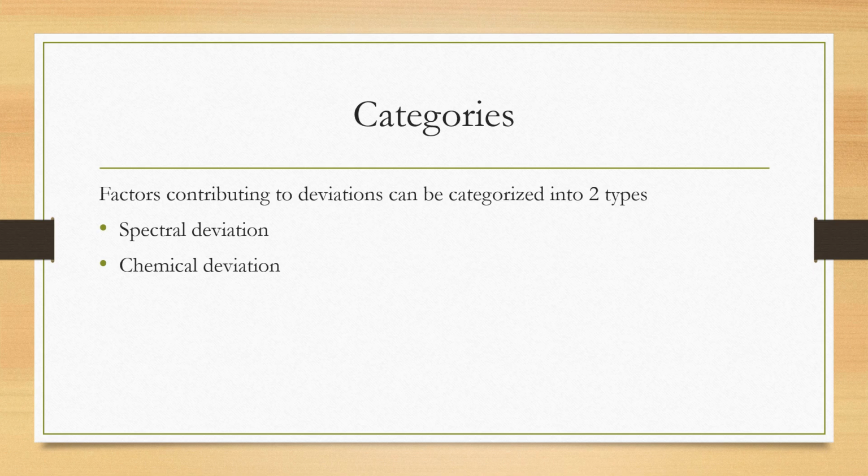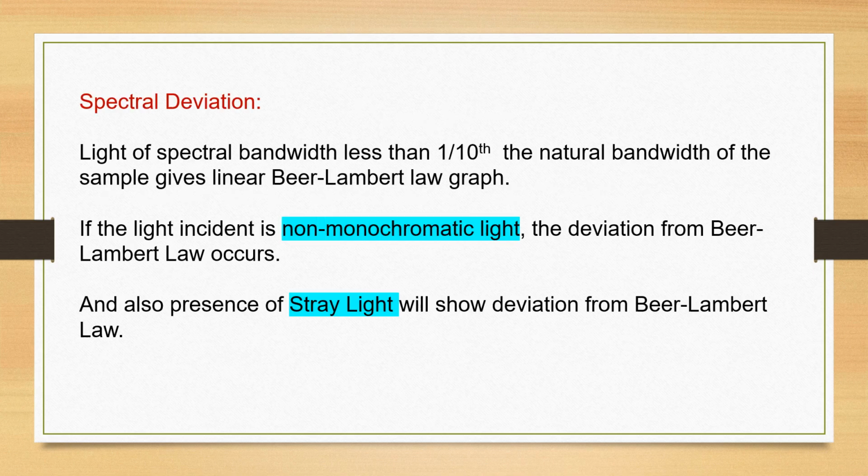Factors contributing to deviations can be categorized into two types. They are spectral deviation and chemical deviation. Now we will discuss spectral deviation. As we all know, requirement of Beer Lambert law is that the light incident on the sample should be monochromatic. Monochromatic light means light with narrow range of wavelengths. See, the light of spectral bandwidth less than one-tenth the natural bandwidth of the sample gives linear Beer-Lambert law graph.